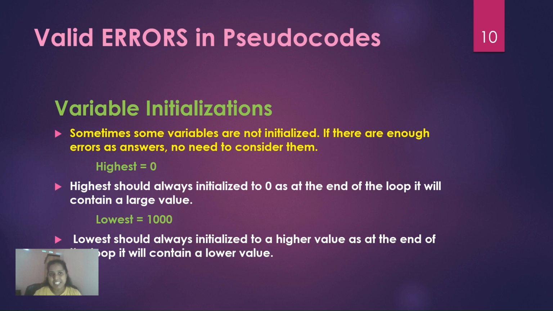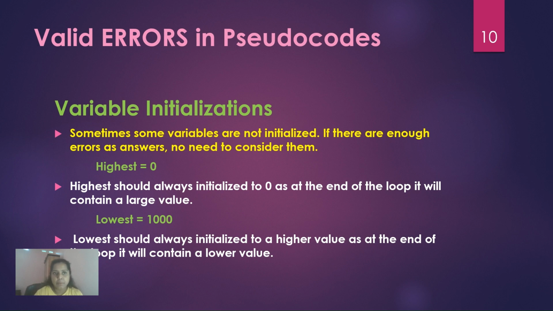Valid errors in pseudocodes continue. Variable initializations, that's very important. Sometimes some variables are not initialized. If there are enough errors in the answers, no need to consider them. Actually, we have to initialize the variables, but still in error finding questions, most of the time, variable initializations are not mentioned. No need to consider them as errors, but still, if there is no other error, you can consider it as an error.